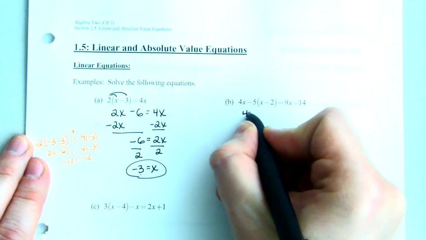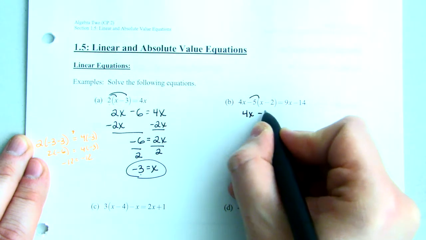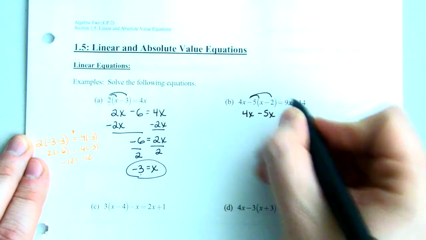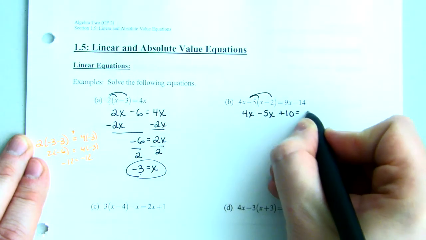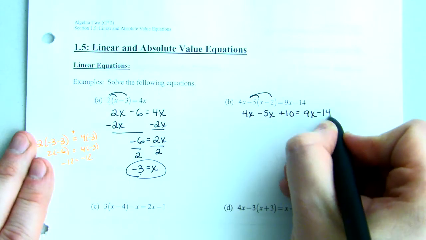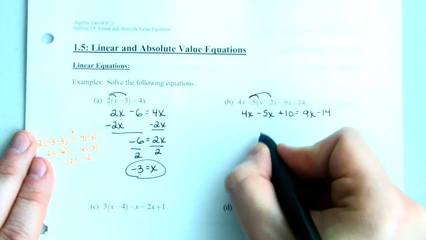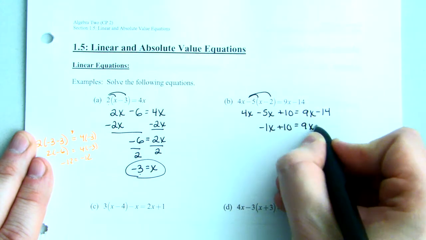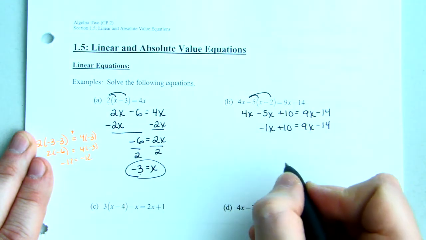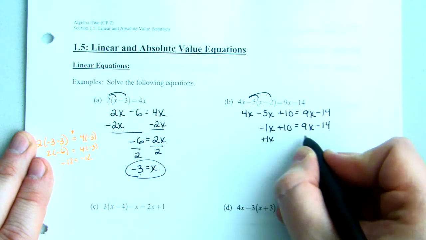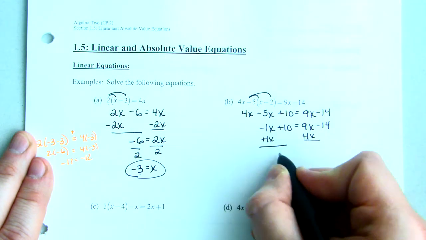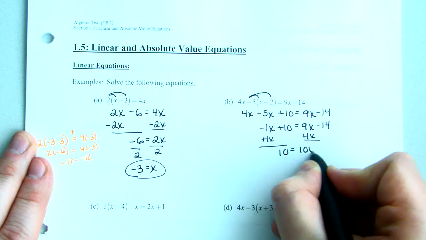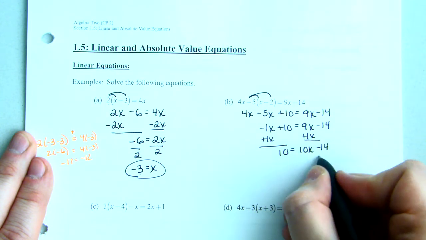So I'm going to distribute the negative 5. 4x minus 5x plus 10 equals 9x minus 14. I'll combine like terms and get negative 1x plus 10 equals 9x minus 14. I'm going to move the x's to the right side. Plus 1x, plus 1x. 10 equals 10x minus 14.